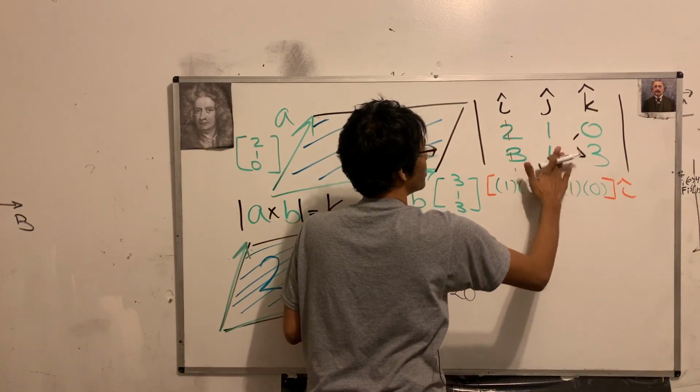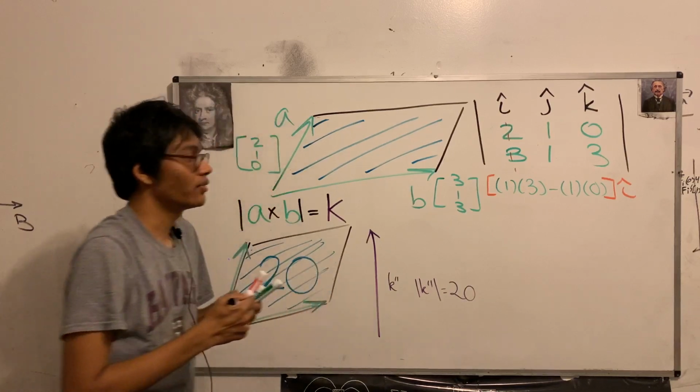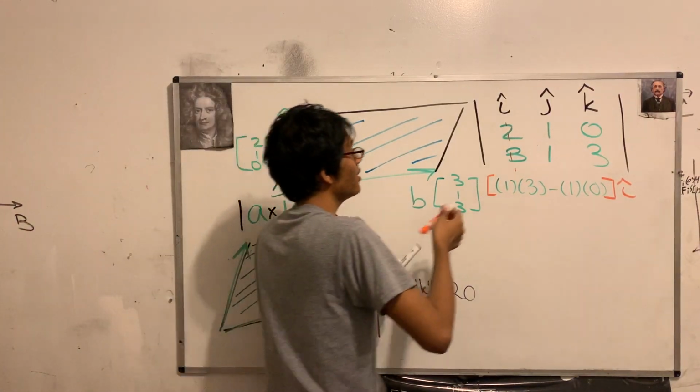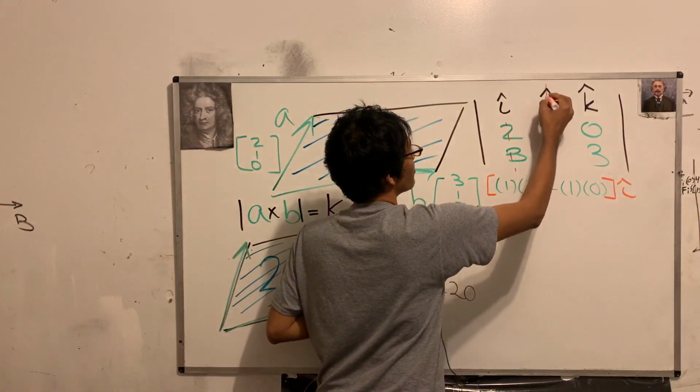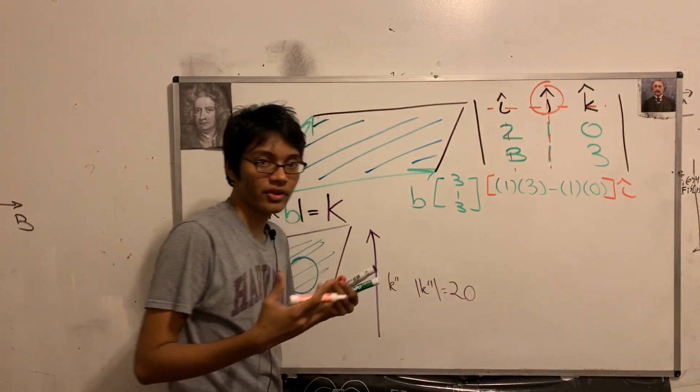So what are we going to do with j hat? Well, with j hat, we're going to do the same thing. Now that we're looking at j hat, I'm going to put these orange bars, and I'm going to circle j hat. That's our focus.